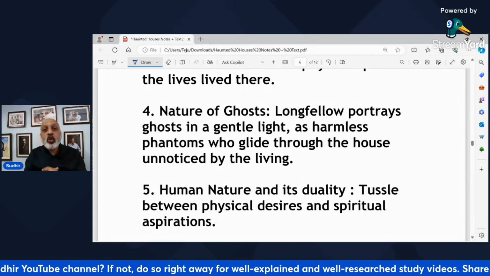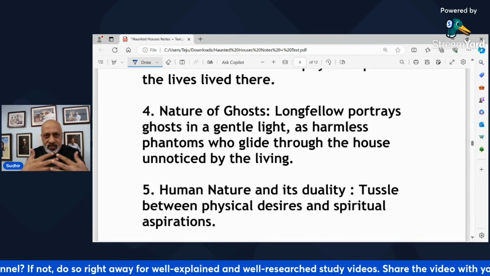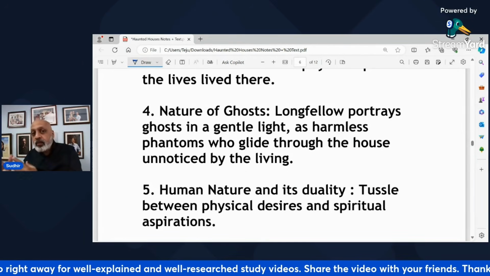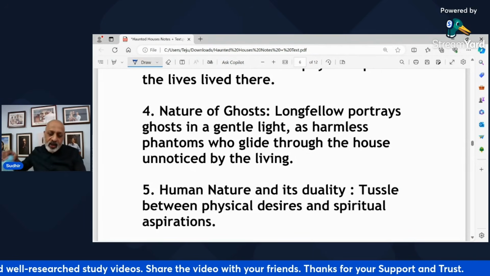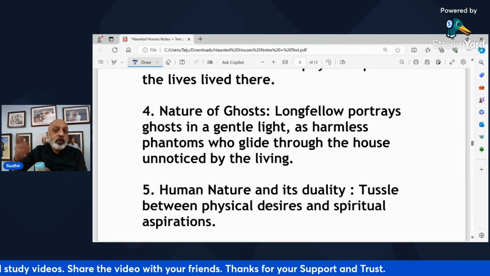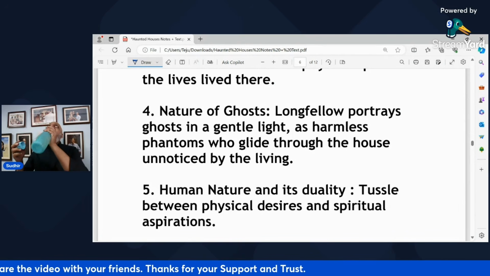And then finally, the human nature and its duality, the tussle between. This is the second part of the poem, which is a little abstract, I feel, because it also talks about spiritual aspirations.